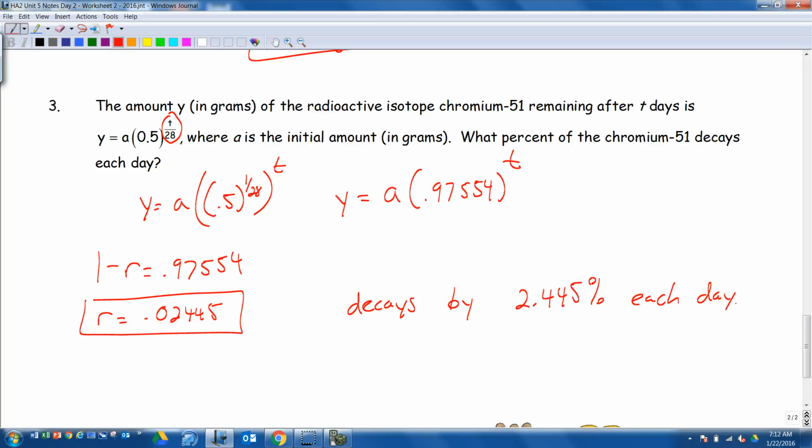Okay, so we kind of just took the form and rewrote it back to the form that we were working in earlier. We solved this because we have to have it as just the t. We found the growth factor, or decay factor I should say, and then we found the percent decrease based on that decay factor.